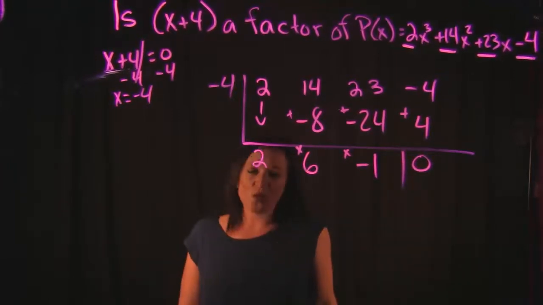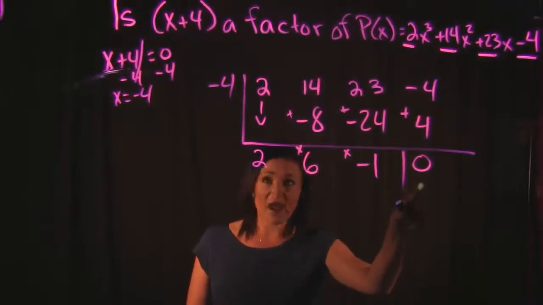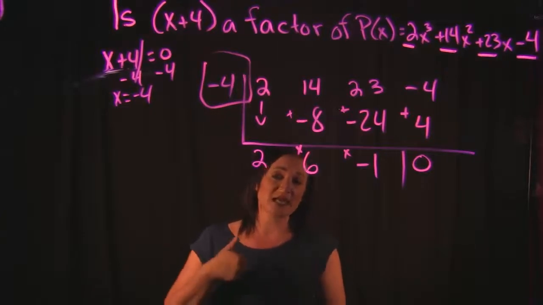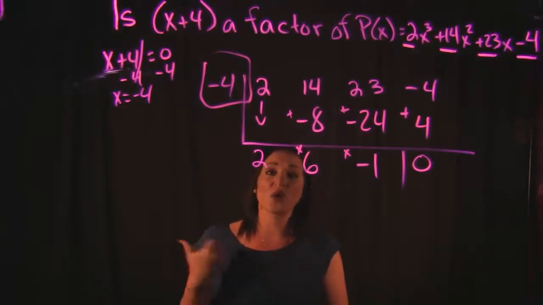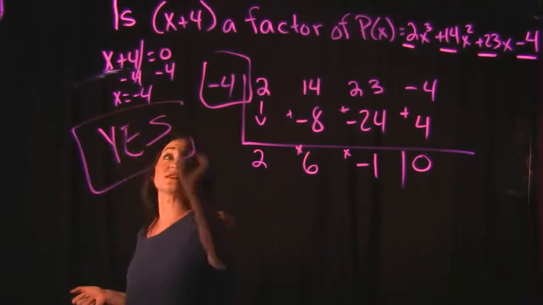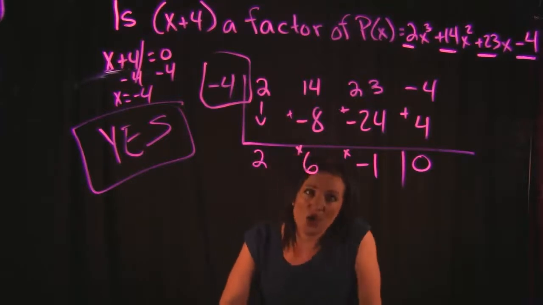That is what you're looking for when you do synthetic division. If you get a 0 here in the final spot, then yes, the number you tested is a factor. It is a zero of the equation. So this is a yes. x plus 4 is a factor of that polynomial.